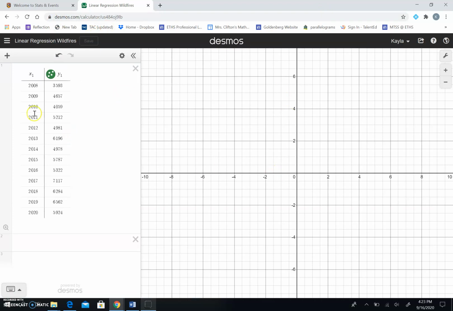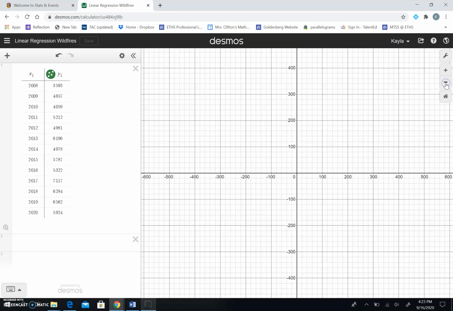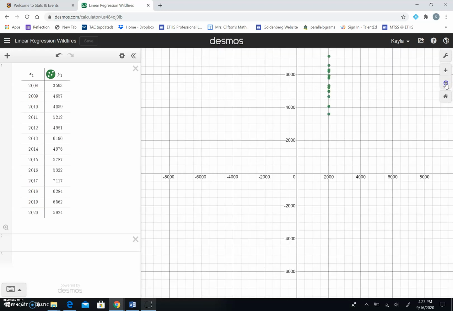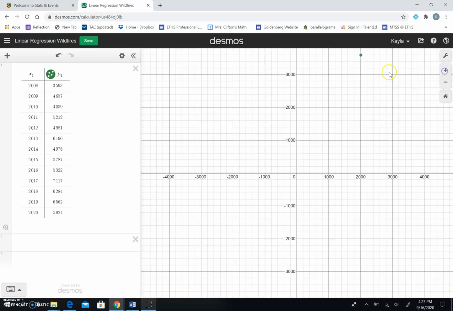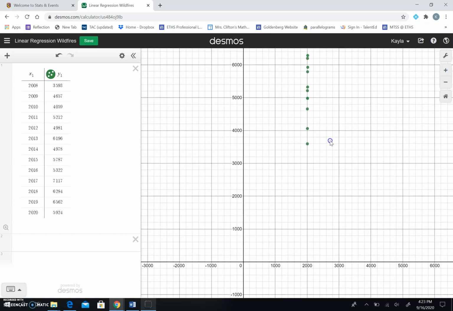Now notice I don't see data. That's because my data is way too big. So I'm going to have to do a lot of zooming to be able to see my data. Whoa, and there's my data. So I'm going to try and come over here.